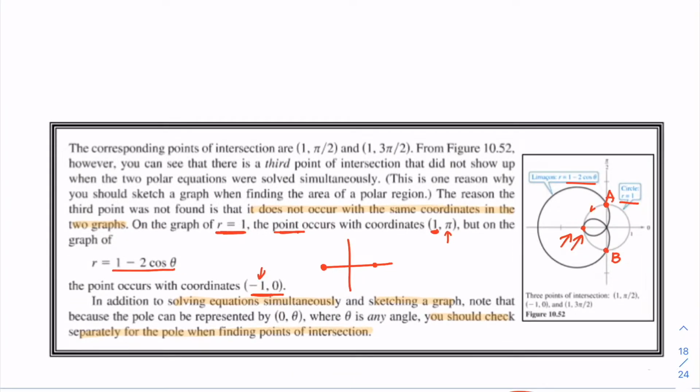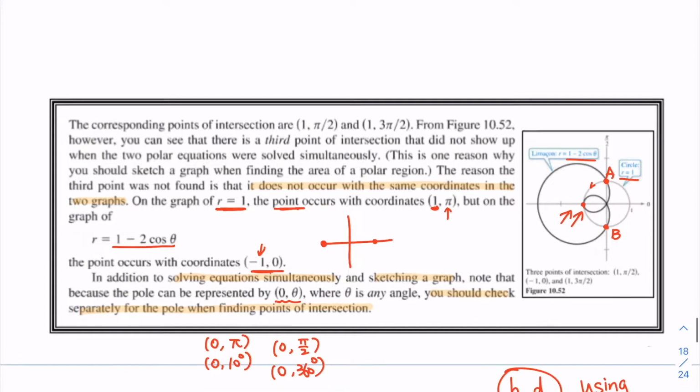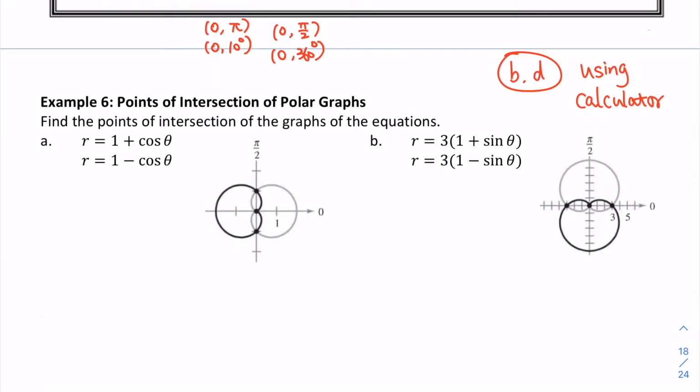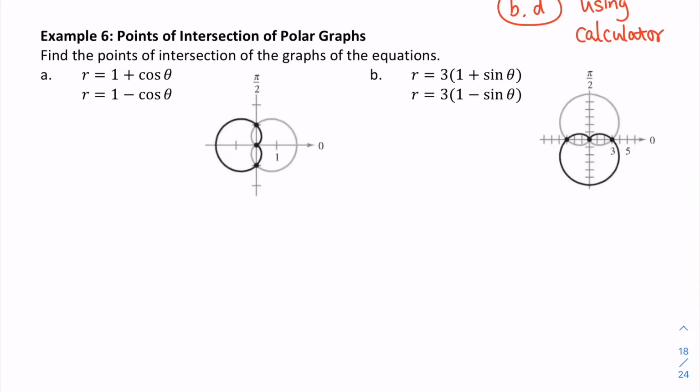Also, when we talk about the zeros, sometimes we have to be very careful, because 0 pi, 0 10 degrees, it doesn't matter what the angle is here. As long as r equals 0, it will be the origin. So when we have an intersection there, you have to be very careful and check what's going on there. Let's see some examples. How do we solve these examples by hand or by graphing calculator?